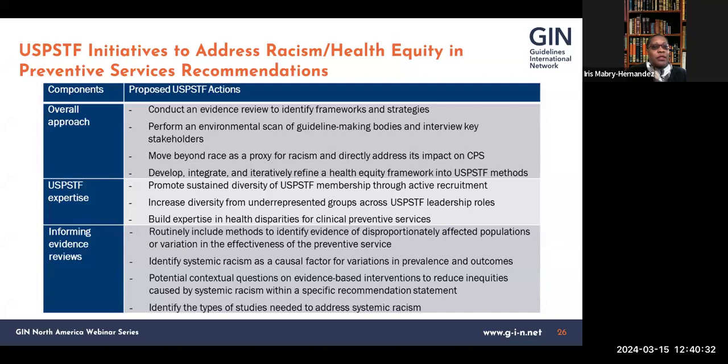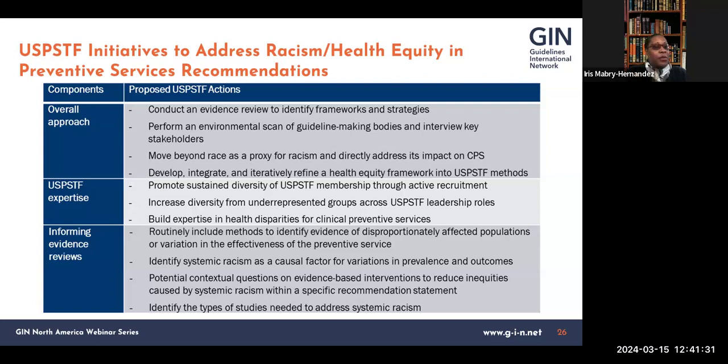This is also from their viewpoint. It gets to specific details of the roadmap, and I'll just highlight a few issues. This reflects their components and some proposed actions which they've undertaken, and Jen's mentioned some of them. So for example, with the overall approach, the idea, of course, is moving beyond race as a proxy for racism and directly addressing its impact on clinical services, and developing, integrating, and refining a health equity framework into their methods, which obviously they've been doing. With regard to task force expertise, again, promoting sustained diversity in task force membership through active recruitment, increasing diversity from underrepresented groups across task force leadership roles, and building expertise in health disparities for clinical preventive services.